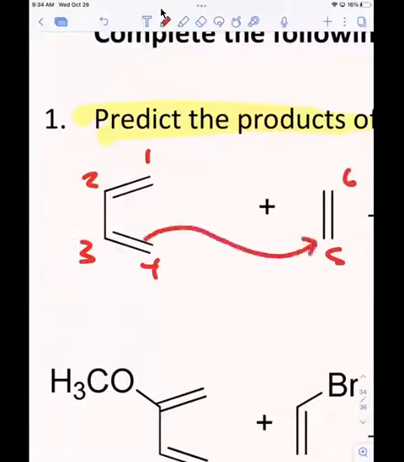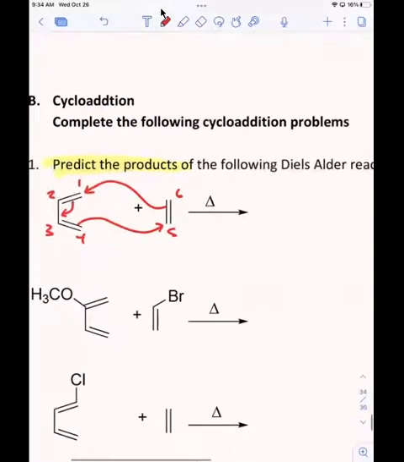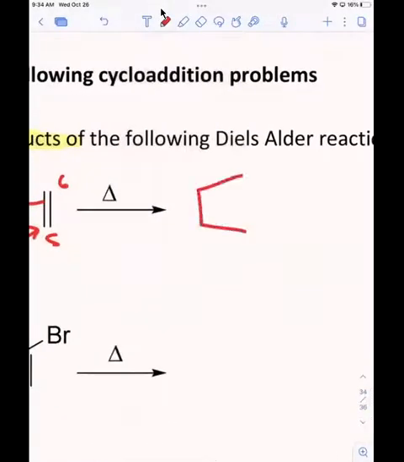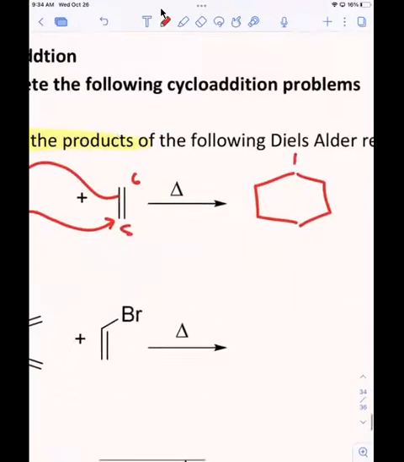All right, so I'm going to attack here. That pi bond is coming here, and this pi bond is shifting that way. So in the product, I'm always going to get a 6-membered ring. Right, where's the pi bond going to be? Let me put the numbers back. 1, 2, 3, 4, 5, 6.